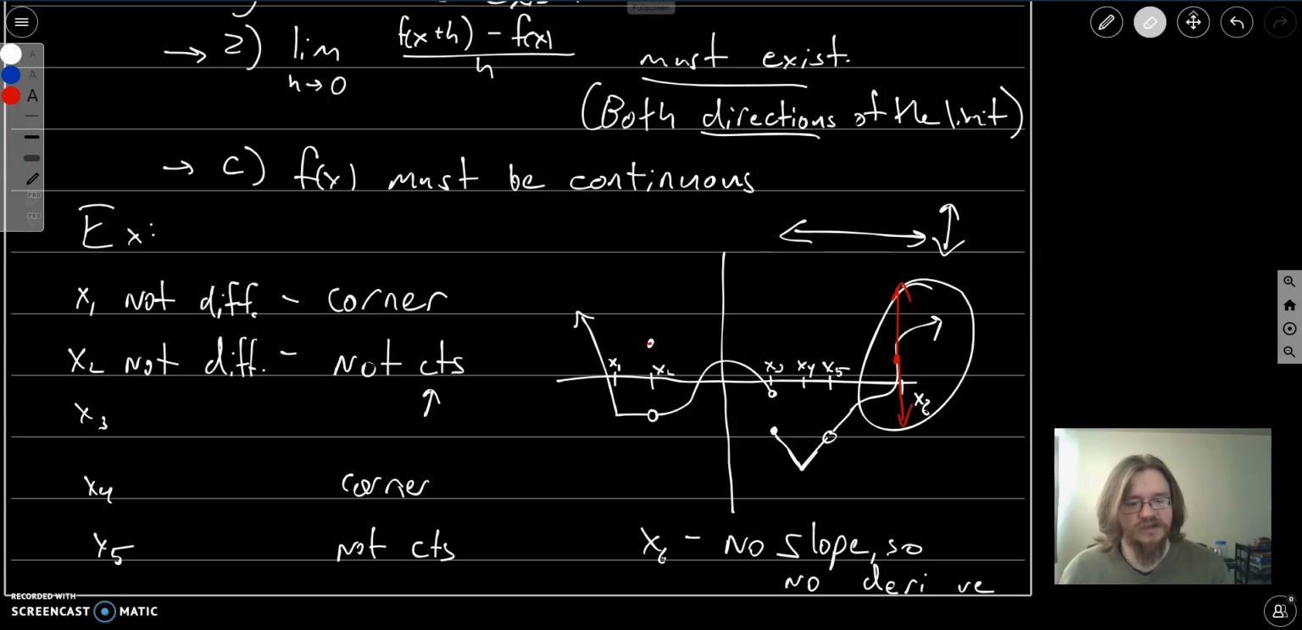Oops, that's not how you spell derivative. In the next and final video, I'll do another example of something that has no derivative at a point. But here are three common ways for a function to not have a derivative, to not be differentiable at a point: corners, not being continuous, or having a vertical section.